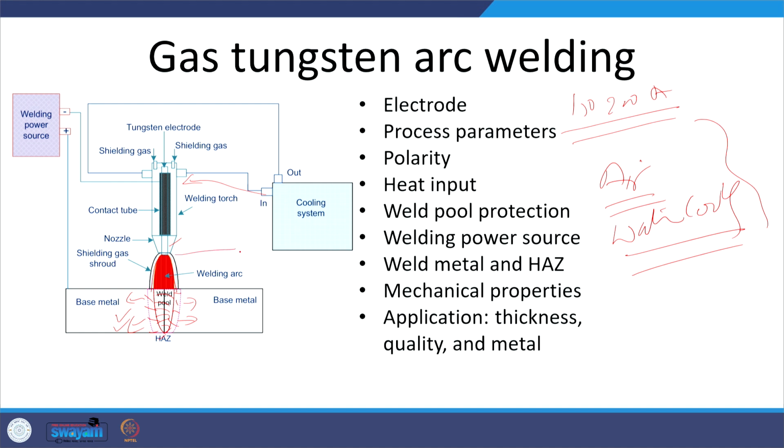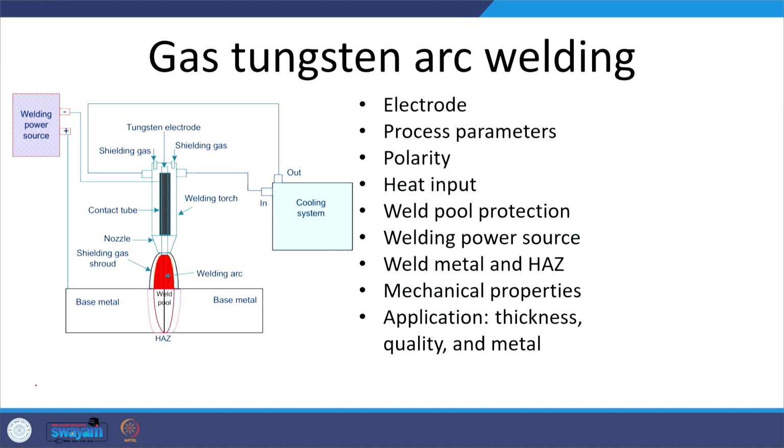There are two aspects. One is that the arc length used in TIG welding is very short, like 2 to 5 mm. And we use inert gases as the shielding gas. These two aspects help in producing very clean weld metal. Apart from that, a very stable arc is also produced by the tungsten electrode. So, this is about the setup.